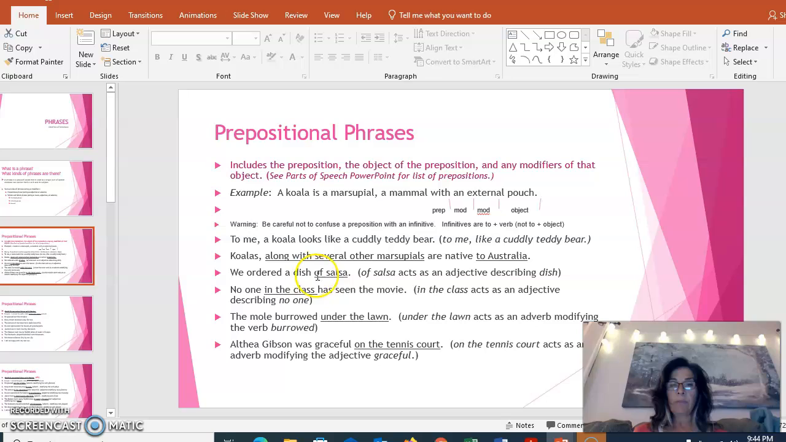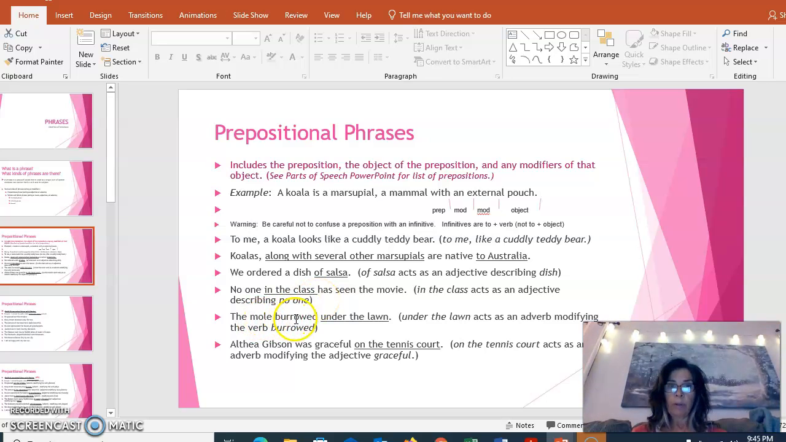We ordered a dish of salsa. Of salsa is a prepositional phrase. Of is the preposition, and salsa is the object. It modifies the noun dish, so it's acting as an adjective. No one in the class has seen the movie. In is the preposition, the class is the object, and it's modifying no one, which is a pronoun. So that prepositional phrase is acting as an adjective.